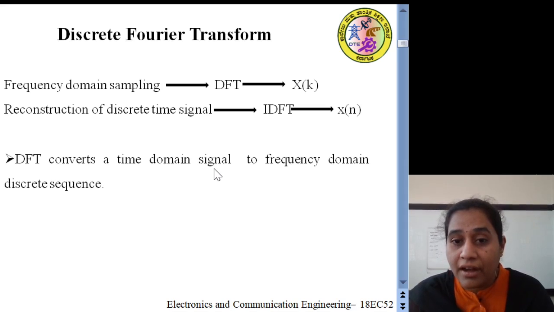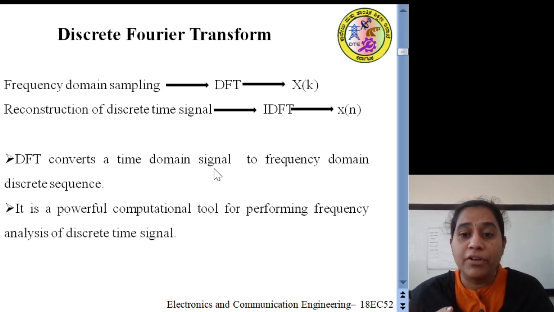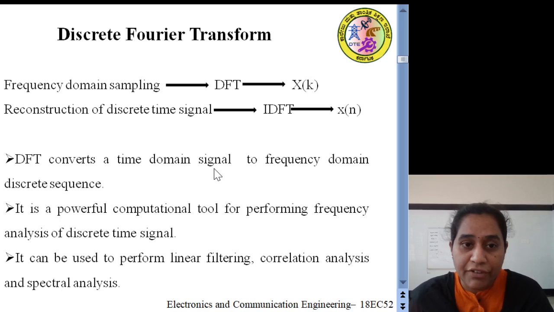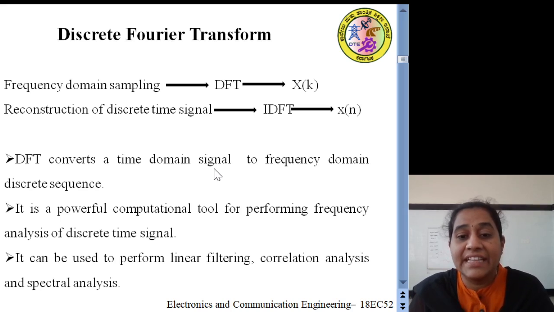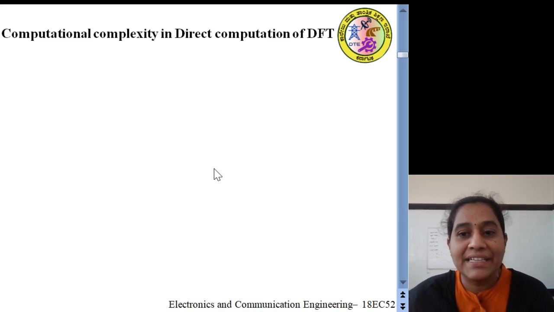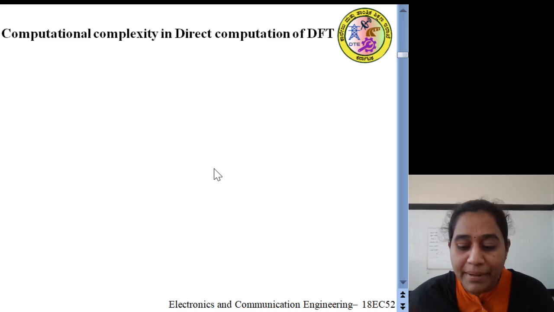Now let us look at the discrete Fourier transform. As basic knowledge, it converts a time domain signal to a frequency domain discrete sequence, and it is a powerful computational tool that performs frequency analysis of discrete time signals. And this can be used to perform linear filtering, correlation analysis, spectral analysis, and all those basic signal processing operations. Now, let us look at the computational complexity in finding the discrete Fourier transform using the direct computation method.